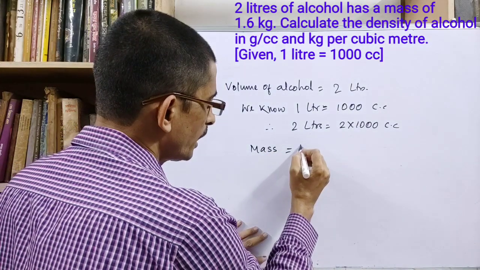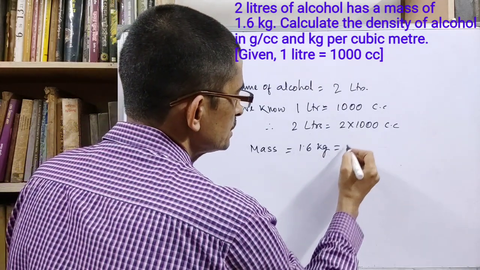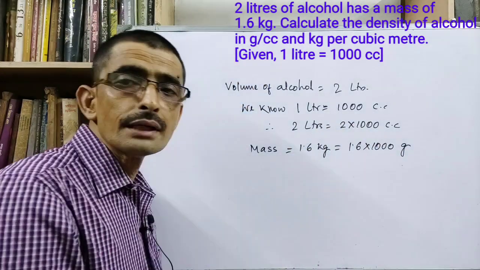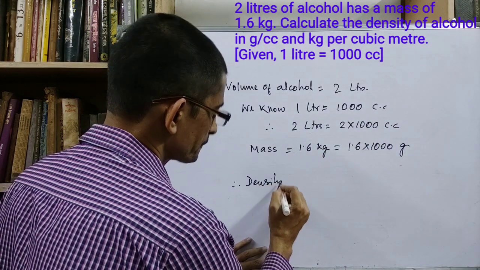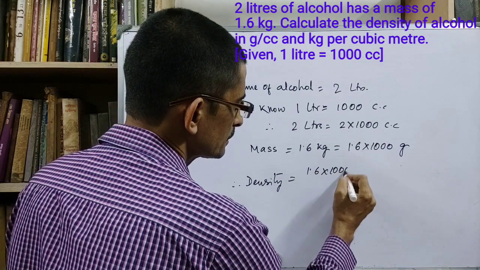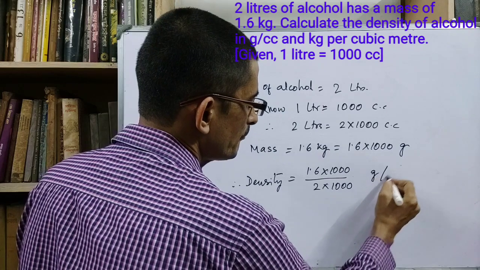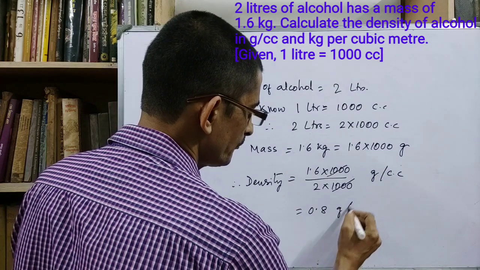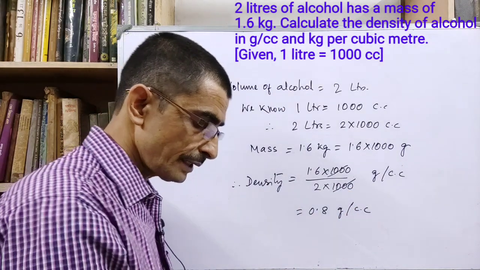Mass is also given. Mass is equal to 1.6 kg. Convert it to its CGS system, 1.6 into 1000 gram. So we will get the answer in gram per cc. Therefore density is equal to mass 1.6 into 1000 divided by 2 into 1000, this much gram per cc, 0.8 gram per cc.